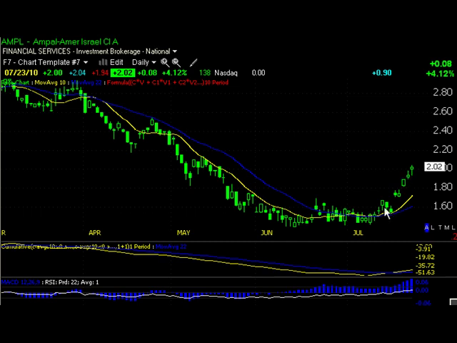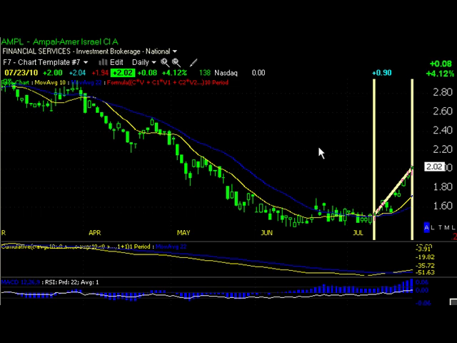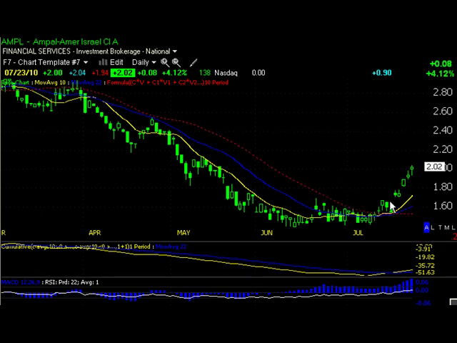AMPL has moved up significantly since then. So from where we got into the trade, you figure right about here, it's almost a 33% return in a little over a week, almost 2 weeks. So a good trade. Now, if you're watching AMPL, the next pullback will occur at the 22 bar, which is in blue over here. So when you see a pullback to that 22, you may consider adding or initiating a position there, because this looks like it's got some more upside to it.